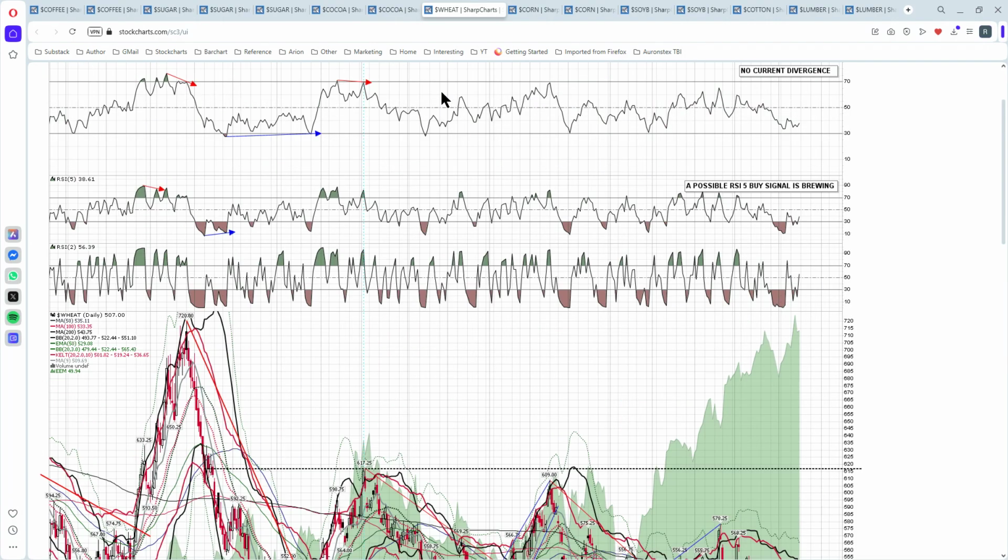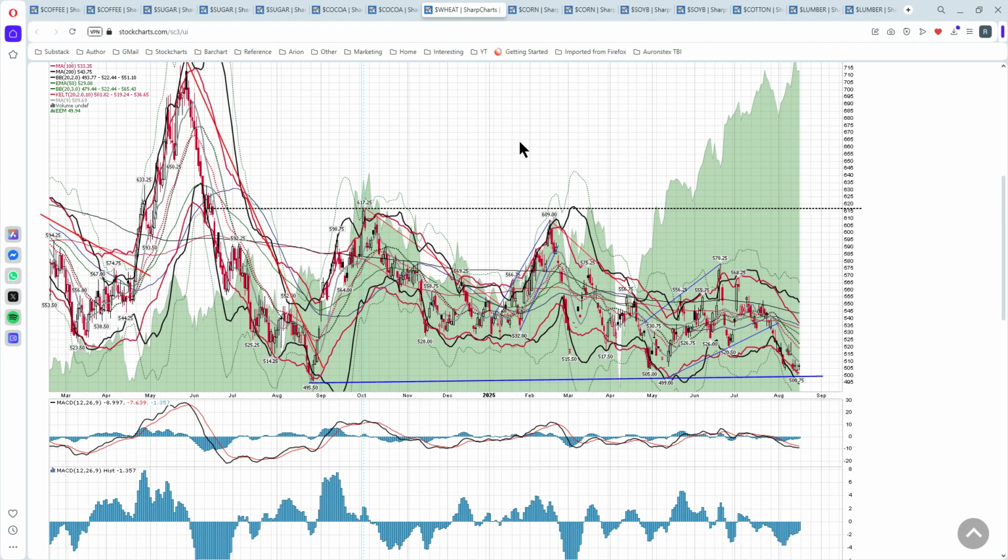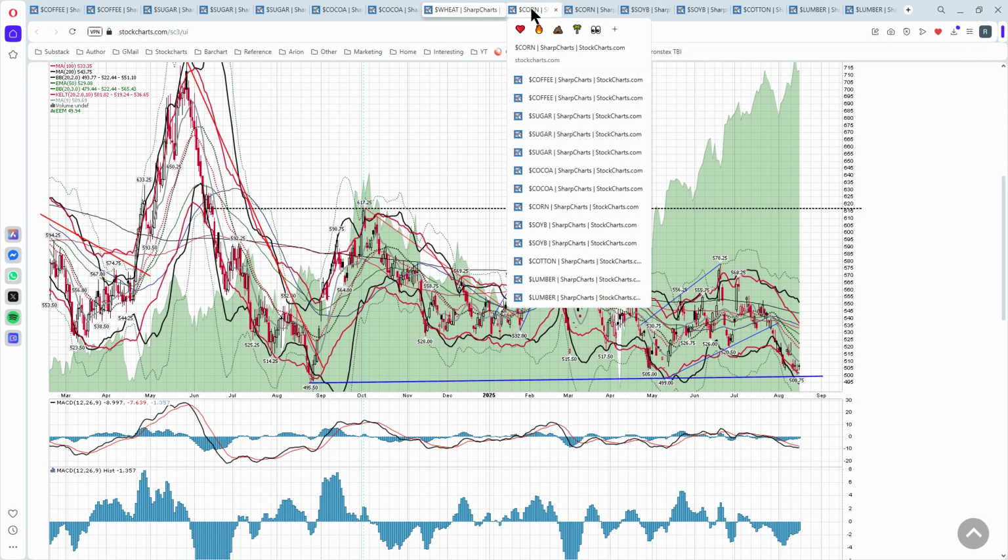Yeah, it really does. So I'm still leaning towards seeing some lower here. What I would say is we might see a rally here. We've got a possible RSI 5 buy signal brewing. We are seeing some promising stuff on the hourly chart.